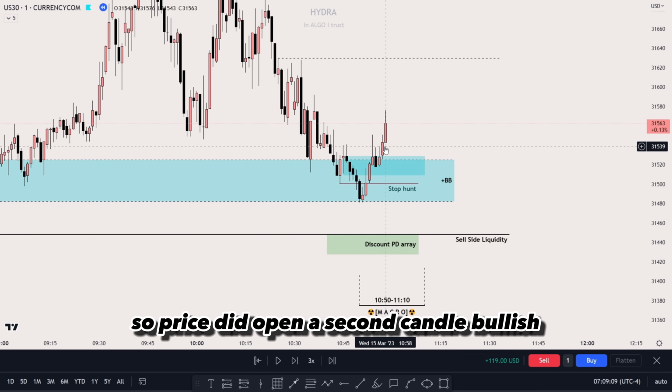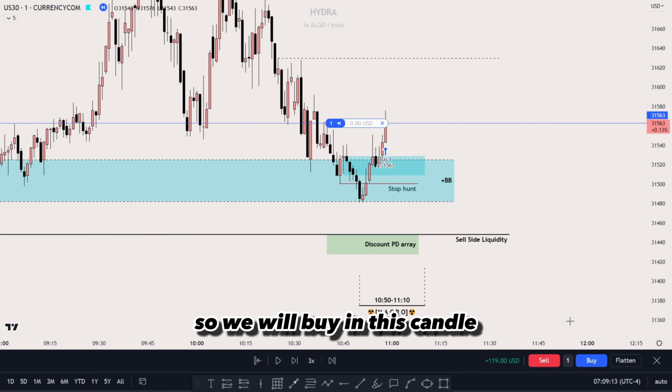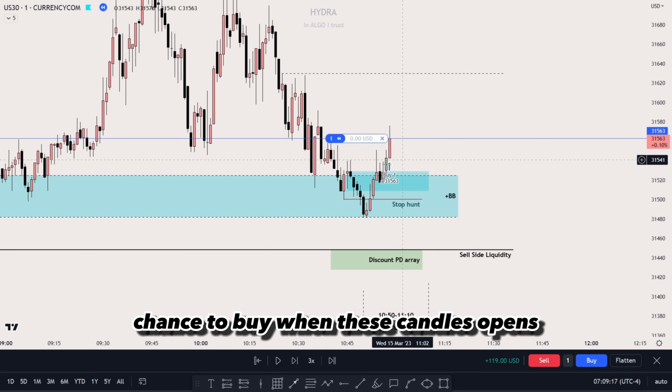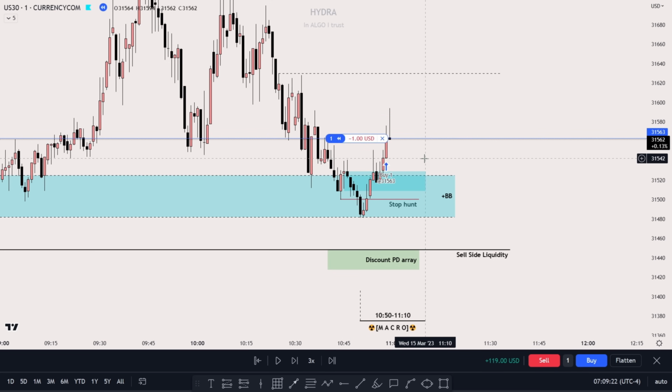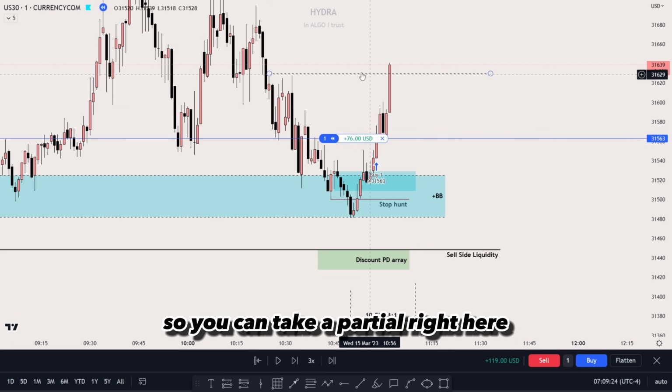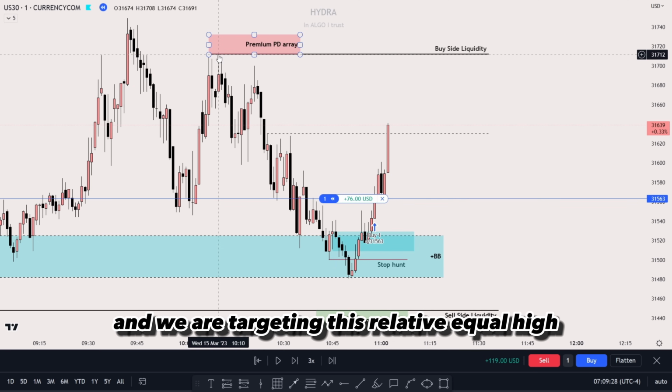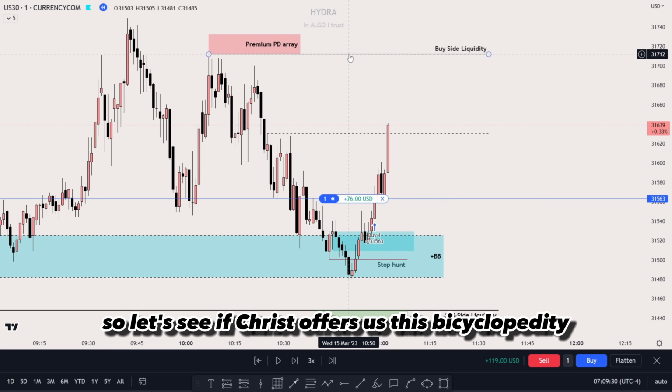So price did open a second candle bullish. So we will buy in this candle. Remember that I'm in a replay mode. You will have enough chance to buy when these candles open. So you can take a partial right here, and we are targeting this relative equal high ultimately, right? So let's see if price offers us this buy side liquidity.